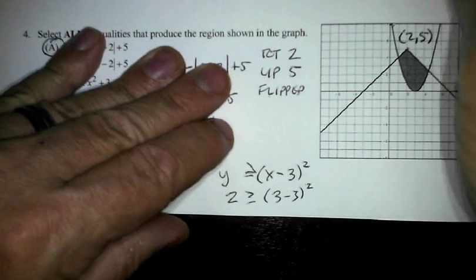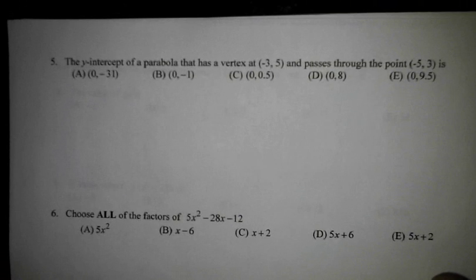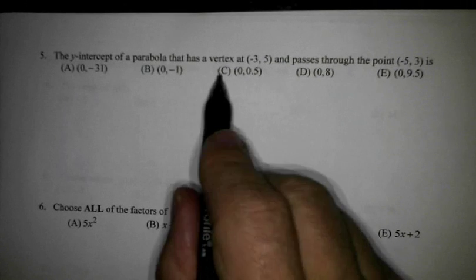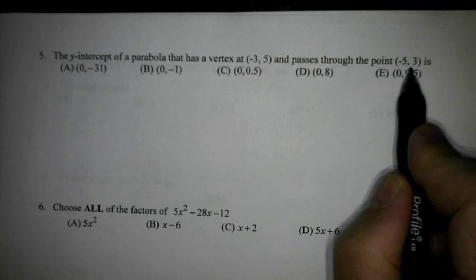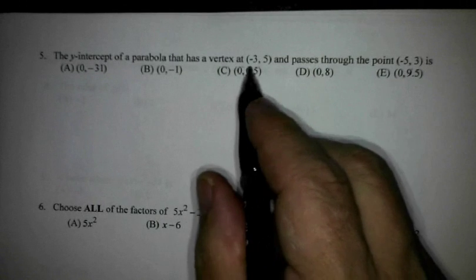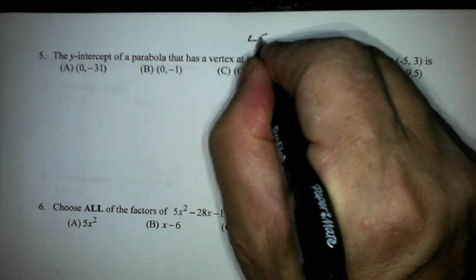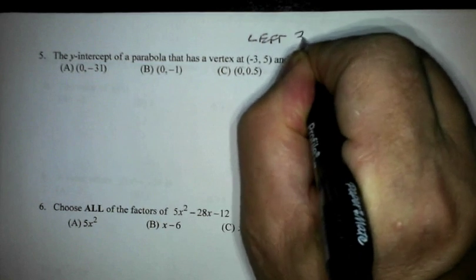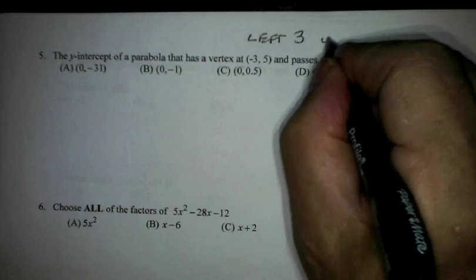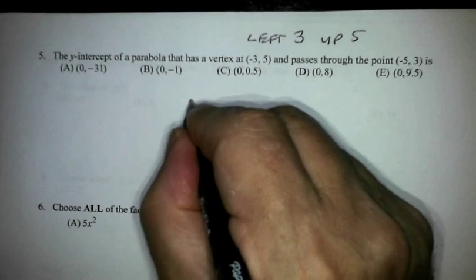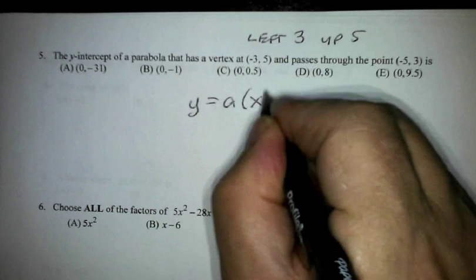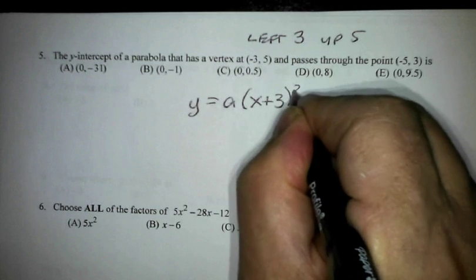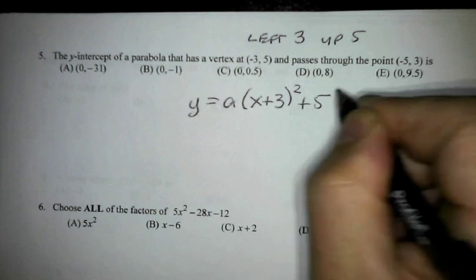Okay, let's take a look at question number 5. The y-intercept of a parabola that has a vertex at negative 3, 5 and passes through the point negative 5, 3. Okay, so my vertex tells me this is shifted to the left 3 and up 5. So I go y equals a times x, opposite here, plus 3 squared, plus 5.